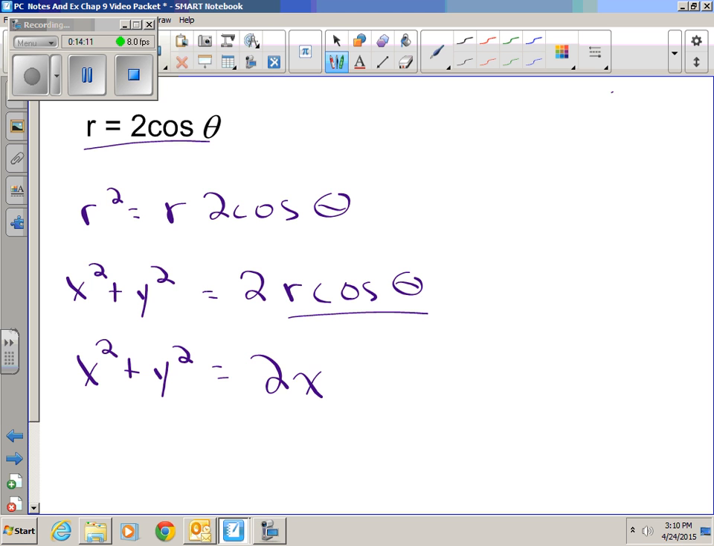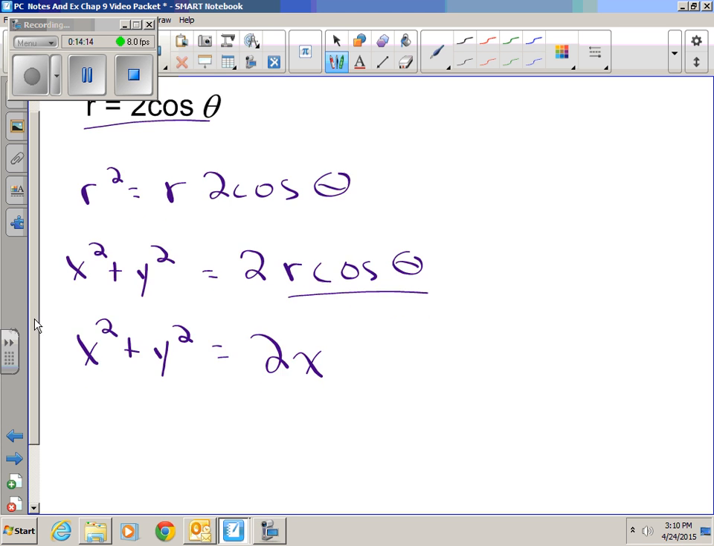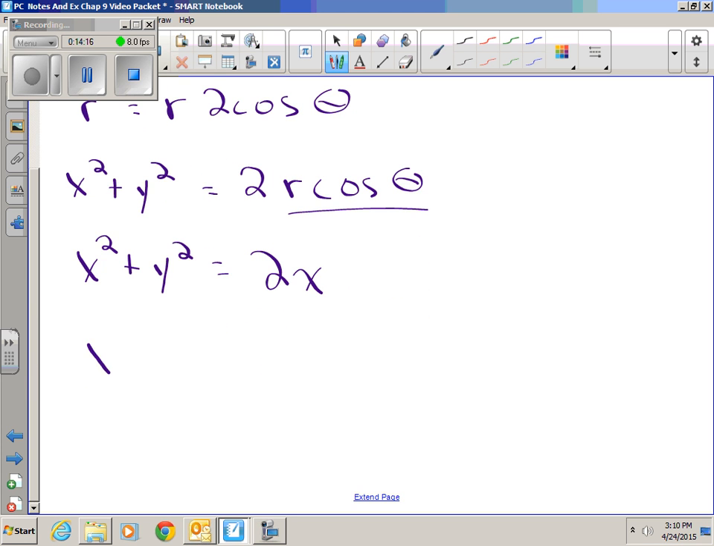So I have x squared plus y squared is equal to 2x. I now can subtract the 2x from both sides. So I have x squared plus y squared minus 2x is equal to 0. And I'm hoping you recognize that as a circle. And if you graph this original equation on your calculator, you would get the same circle.